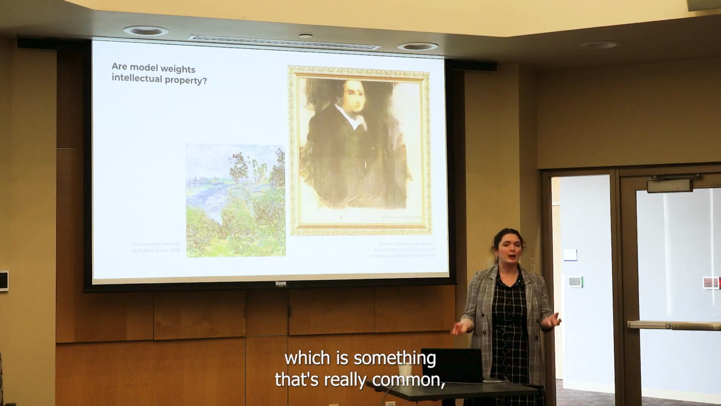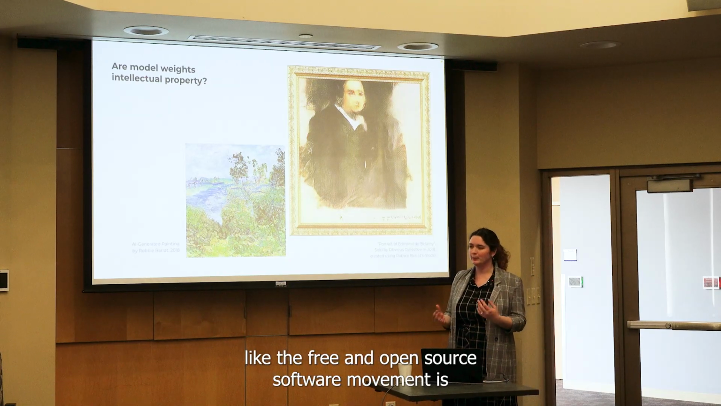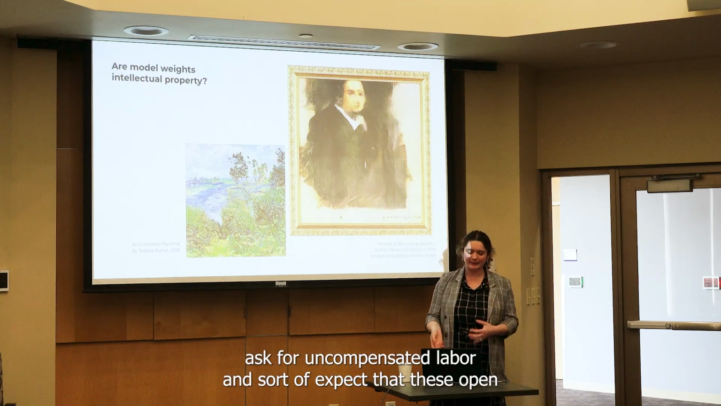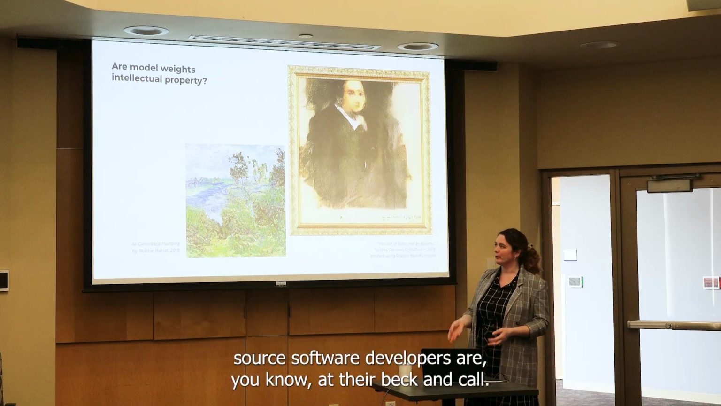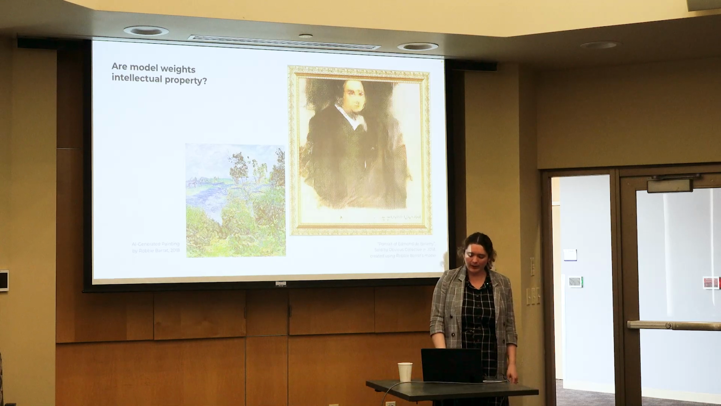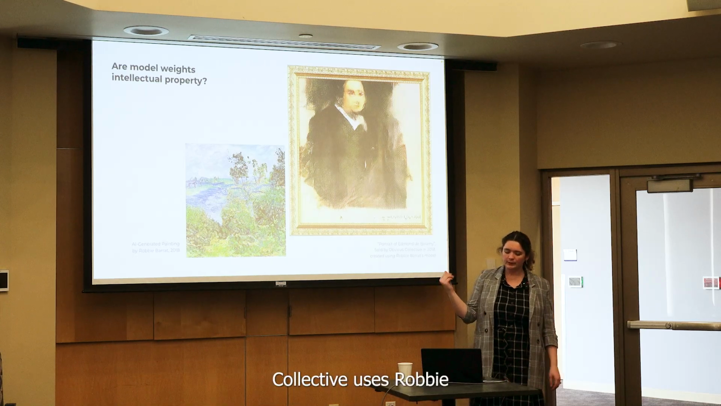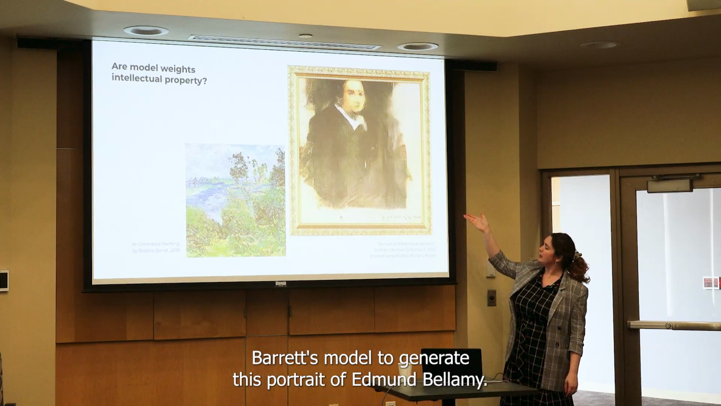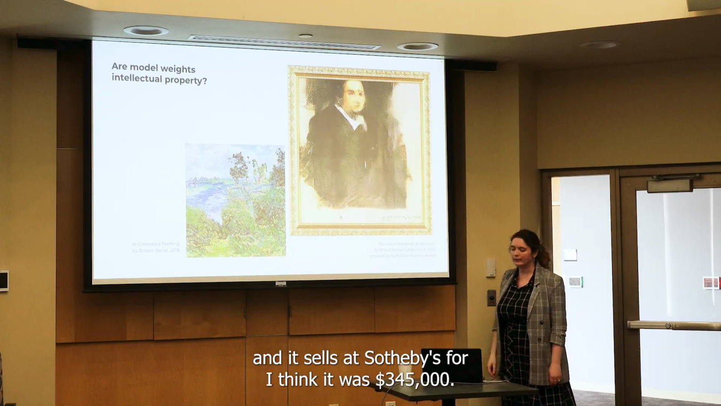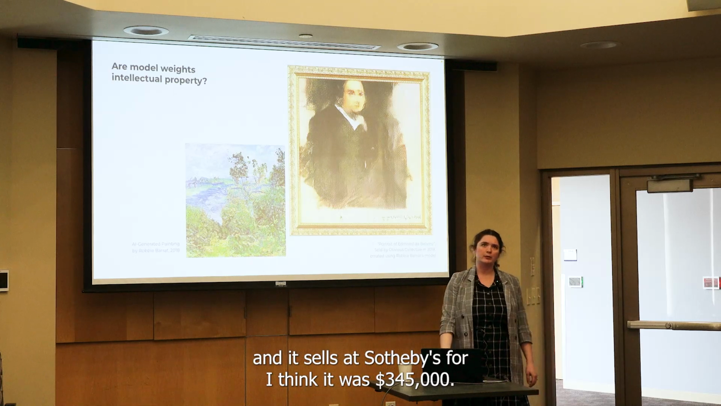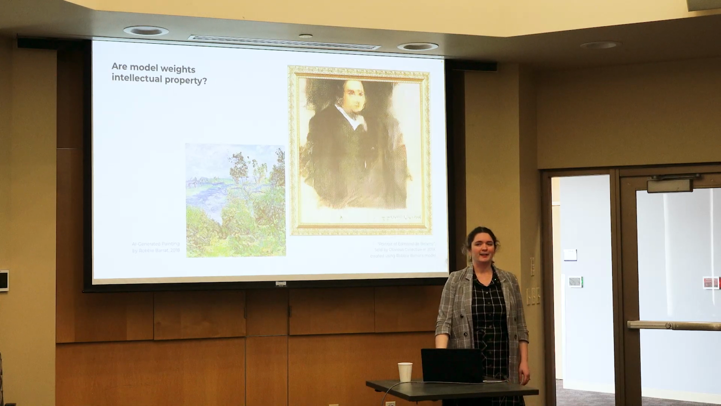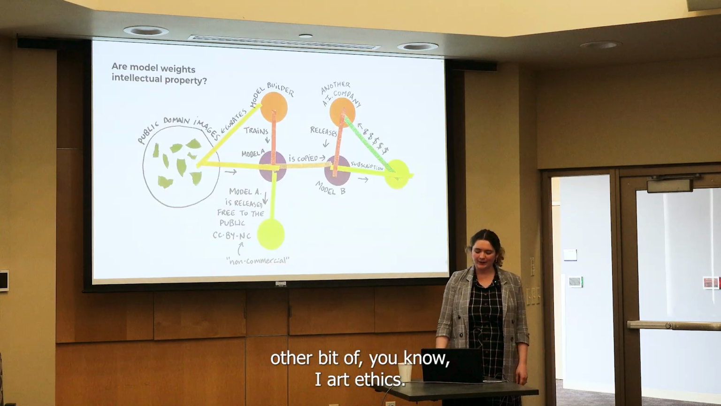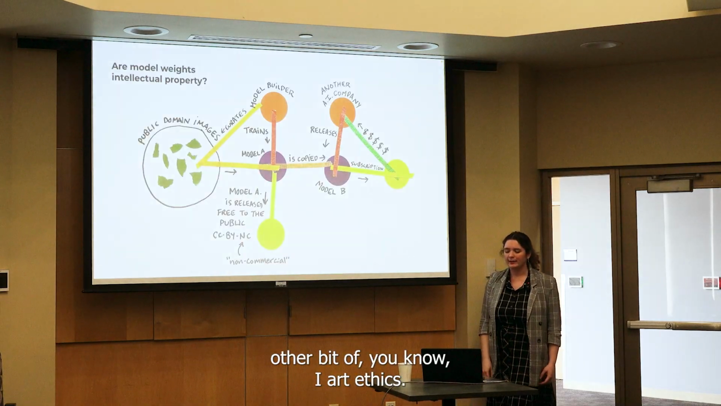Which is something that's really common in the free and open source software movement, that people will ask for uncompensated labor and expect that these open source software developers are at their beck and call. So Obvious Collective uses Robbie Barat's model to generate this portrait of Edmund de Bellamy, and it sells at Sotheby's for, I think it was $345,000. And so this brings up another interesting bit of AI art ethics, right?